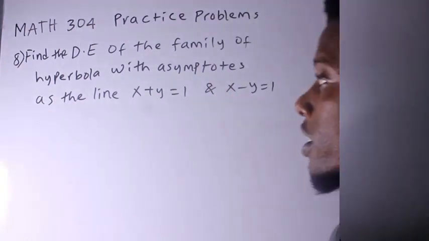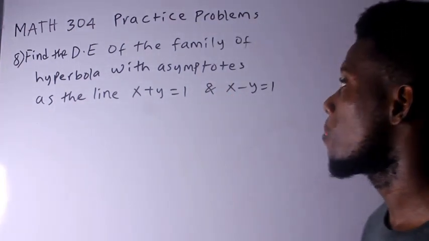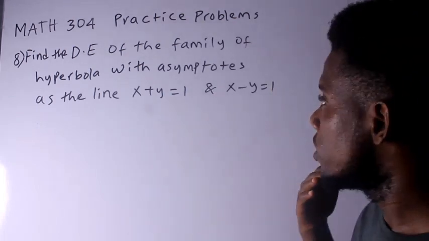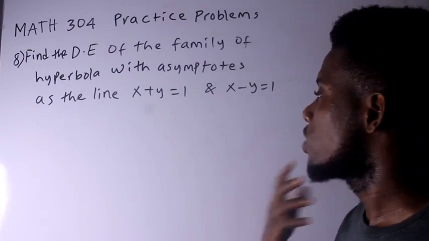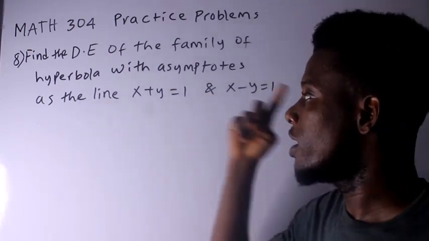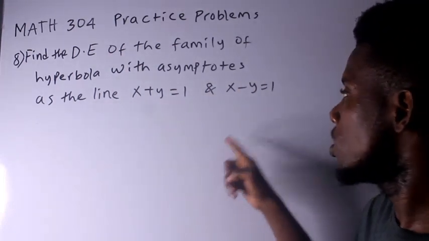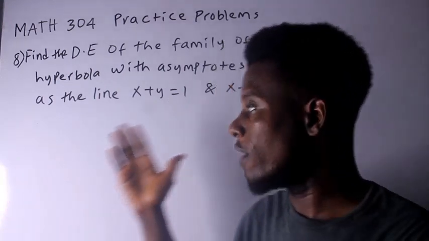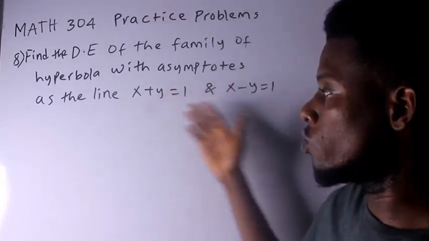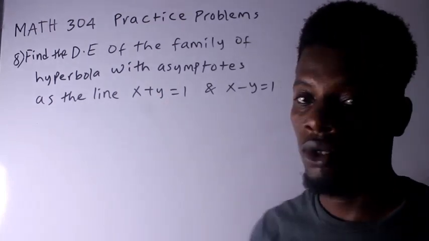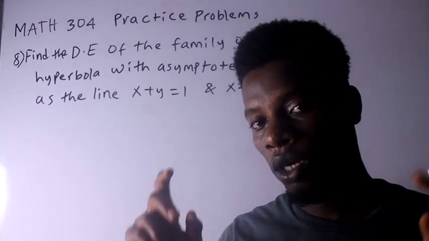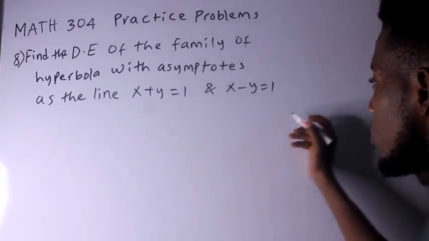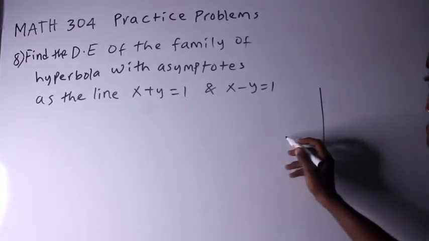So question number 8 says, we should find the differential equation of the family of hyperbolas with asymptotes as the line x plus y equals 1 and x minus y equals 1. So what family of hyperbola have these equations as their asymptotes? The first thing we're going to do is to draw a picture of what we're talking about. So these two equations are the equations of the asymptotes. So we draw something like this.